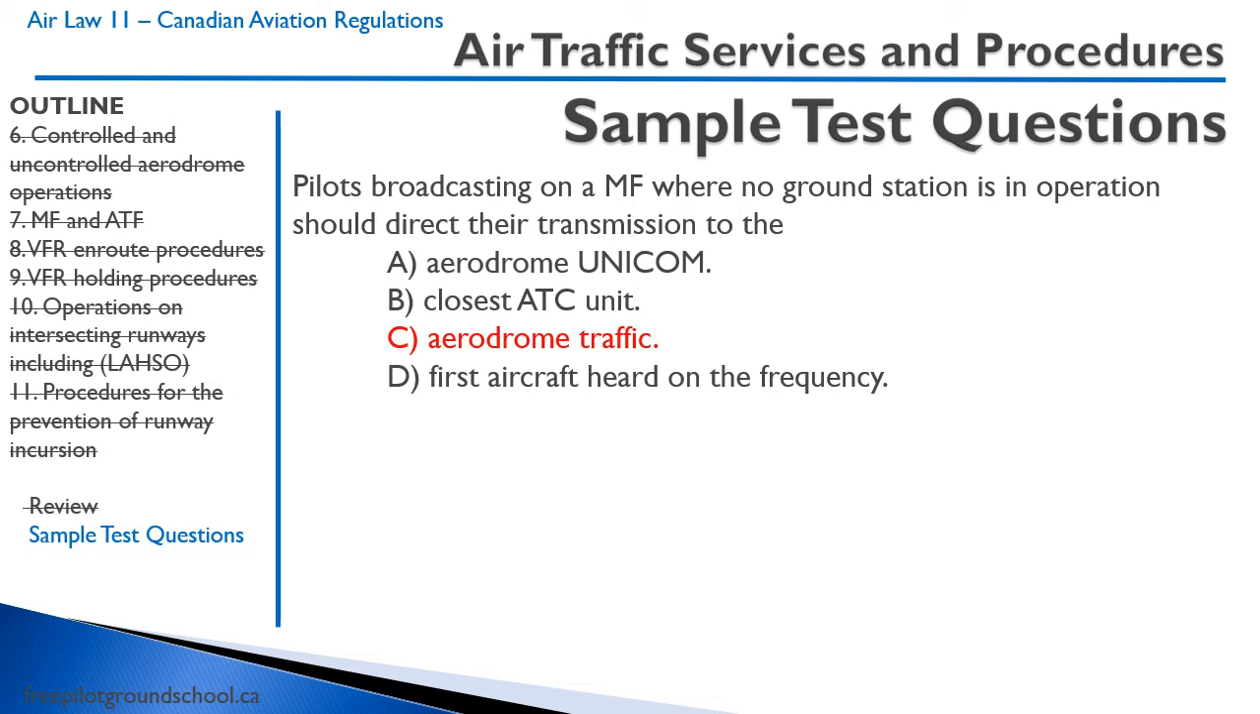So an example: Kekabeka Falls traffic, this is Alpha Bravo Charlie. If somebody responds and says, oh yeah, I'm in the circuit, hey, here I am. Well, now you can call them directly. You can say, X-ray Yankee Zulu, it's Alpha Bravo Charlie. We're departing runway 24. They say, okay, check, we're on left downwind. We'll stay out of your way.